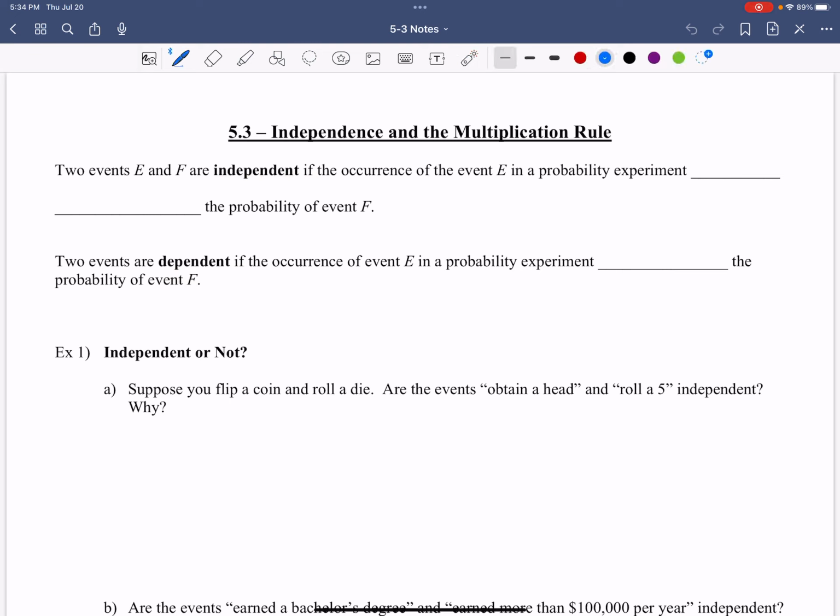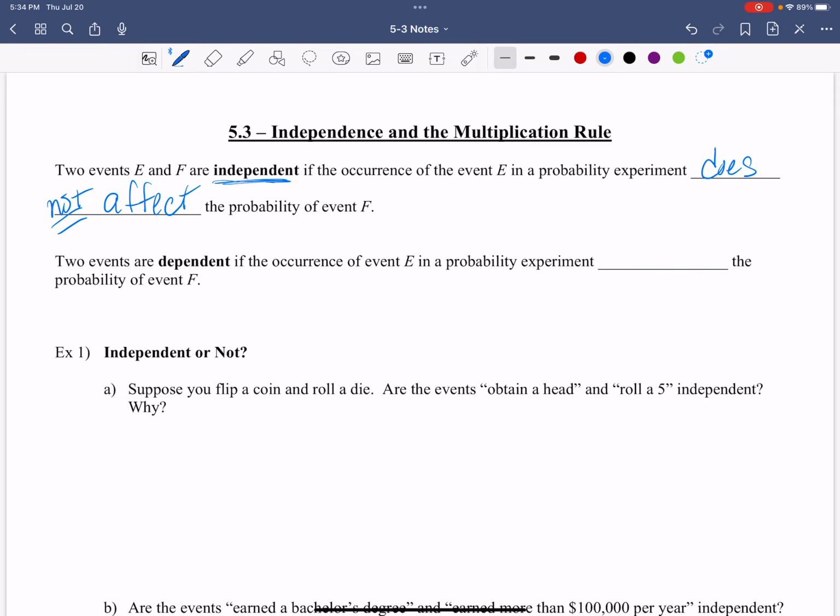Two events, E and F, are independent if the occurrence of the event E in a probability experiment does not affect the probability of event F. So they're independent if they can do it on their own. One does not affect the other. Whatever it is you're talking about, it has nothing to do with the other one. That's what makes it independent.